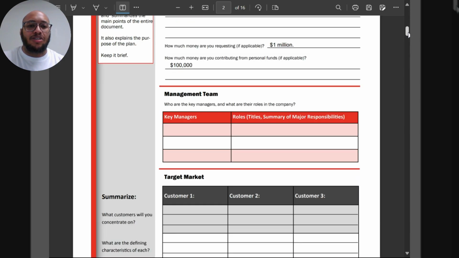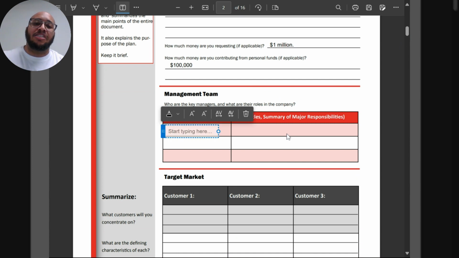All right, so let's go next. All right, the management team. The management team is super important because you need to know who is going to be doing this grind with you. Starting a business is a grind. Starting a business is very time intensive. It is very energy intensive, and there's really no way around that.